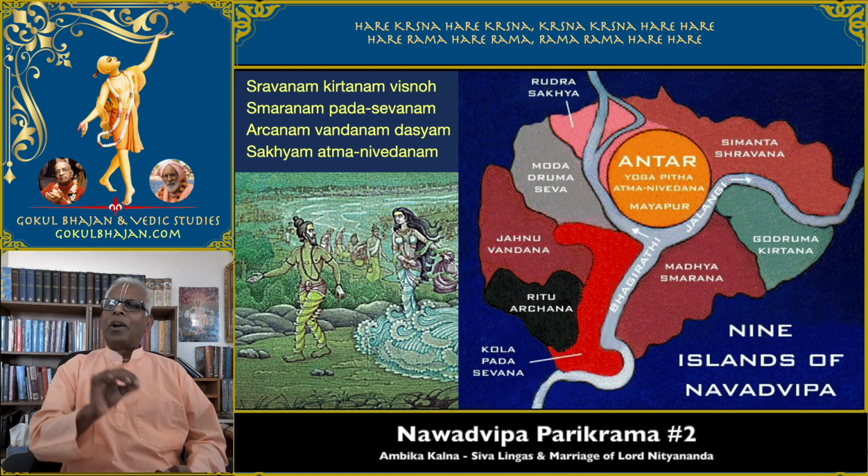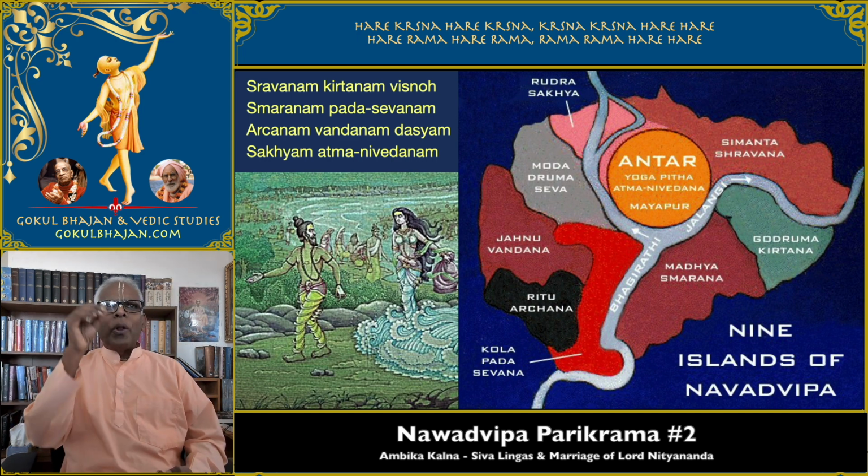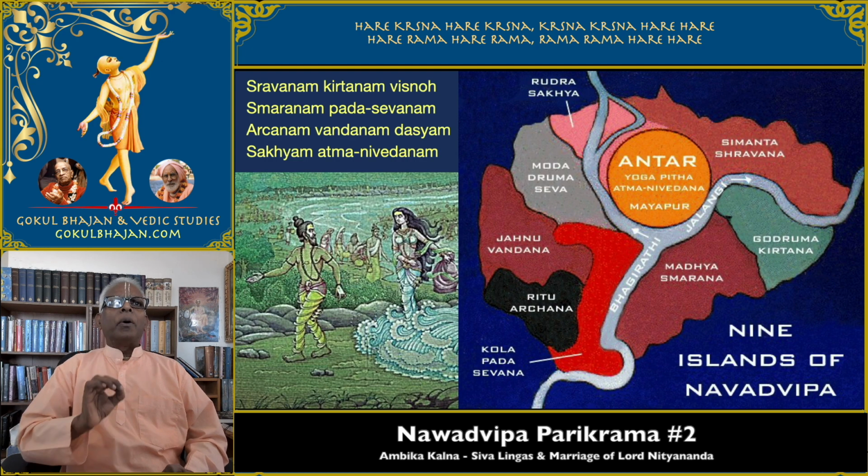Why Ganga is called Janvi Mata? Janvi is also something I am not going to touch on today. So now if you see all these 9 Dvipas, 9 islands of this Navadvip Dham represents the 9 Angas of Bhakti.